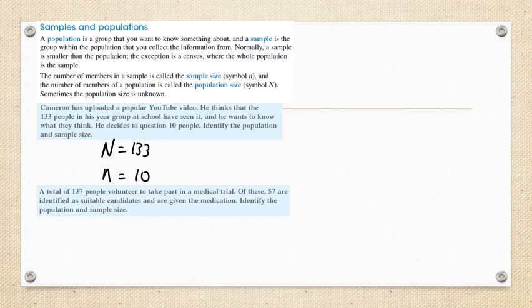Alright, a total of 137 people volunteered to take part in the medical trial. Of these, 57 are identified as suitable candidates and are given the medication. Identify the population and sample size. So we're checking it out of the 57 people, so our small n is going to be 57. Now, the population size would be unknown in this case, because if you read it, you don't know how many people you're going to give the drug to in the future, so you don't know what the full population will be.